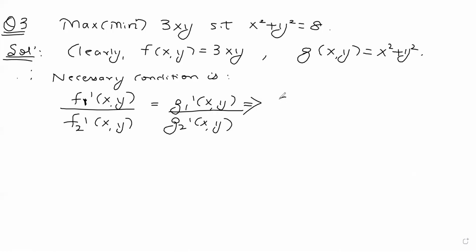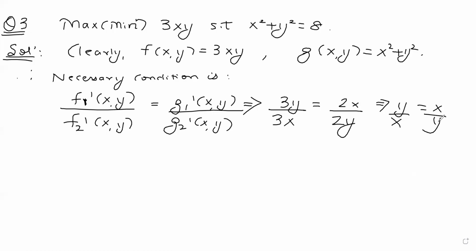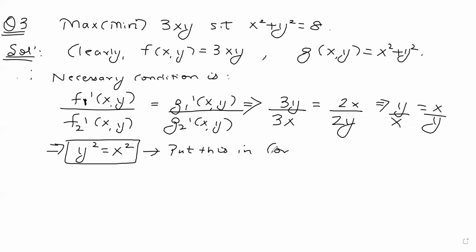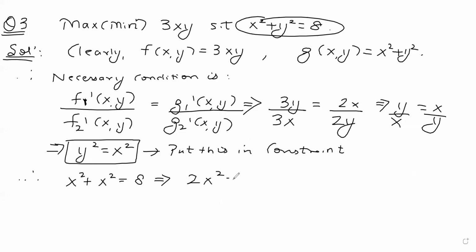What is f1 dash xy? 3y. What is f2 dash xy? 3x. What is g1 dash xy? 2x. g2 dash xy? 2y. So this implies y by x is equal to x by y, which implies y square equals x square. Now y square equal to x square, we can put this in the constraint. What is the constraint, guys? X square plus y square equal to 8. So x square plus x square equals 8, which implies 2x square equals 8, which implies x square is equal to 4, which implies x is equal to plus minus 2.